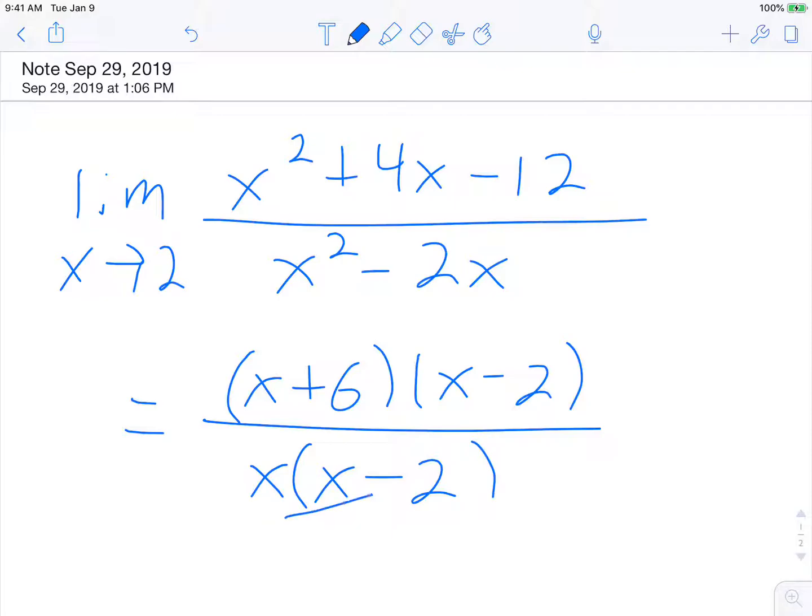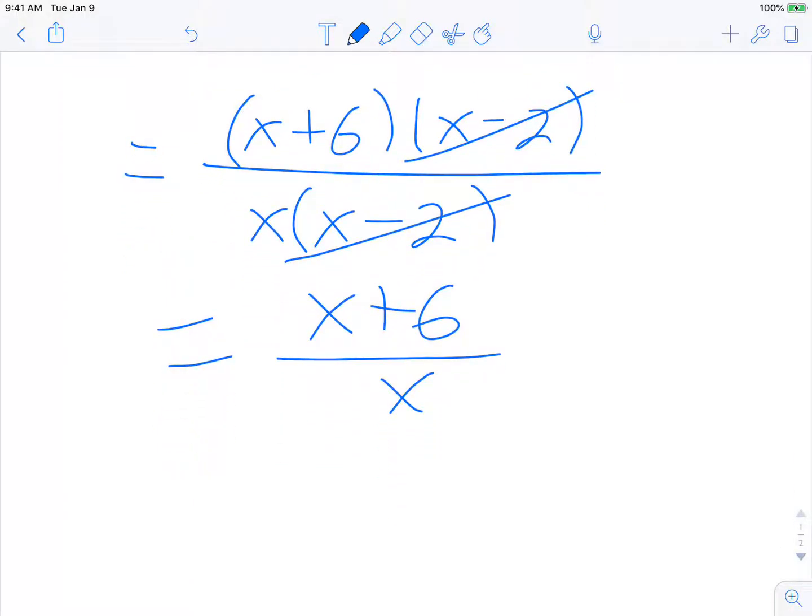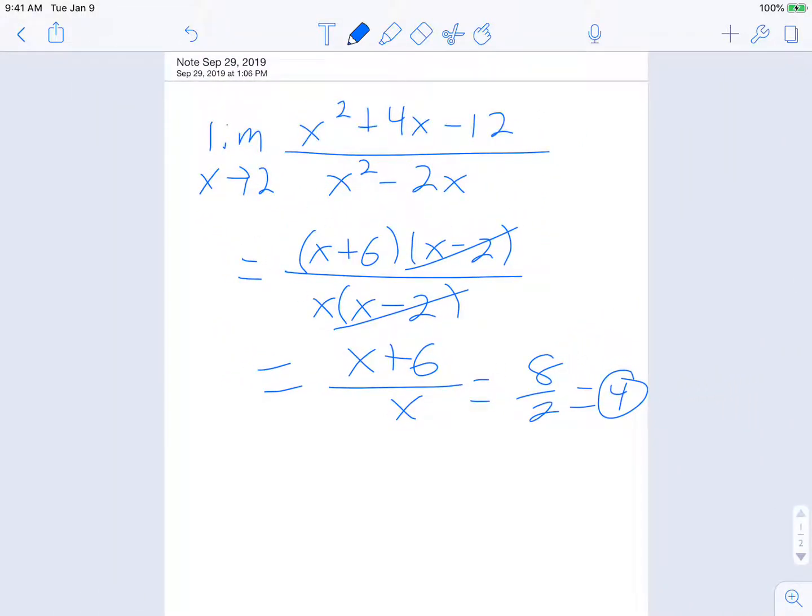Now we can cancel the x minus 2 on the top and the x minus 2 on the bottom, and we're left with x plus 6 divided by x. Now if we put in 2, that's equal to 8 over 2, which equals 4. So we do have a limit. As x approaches 2, that means the graph approaches 4.